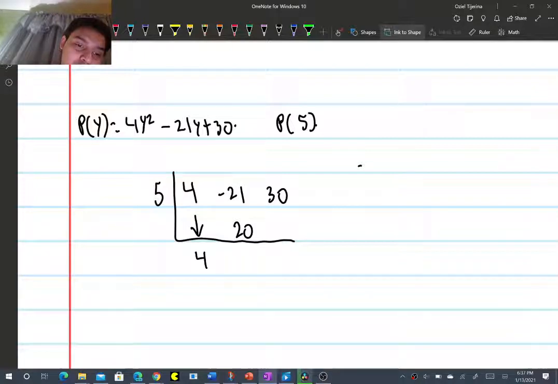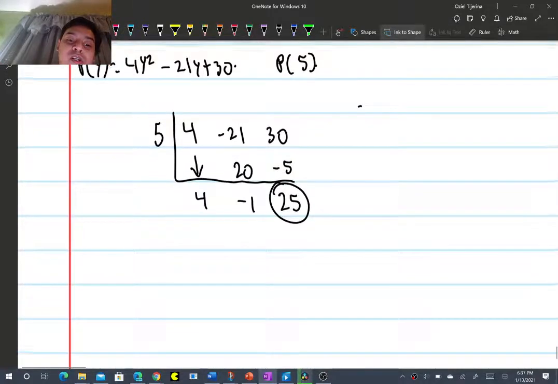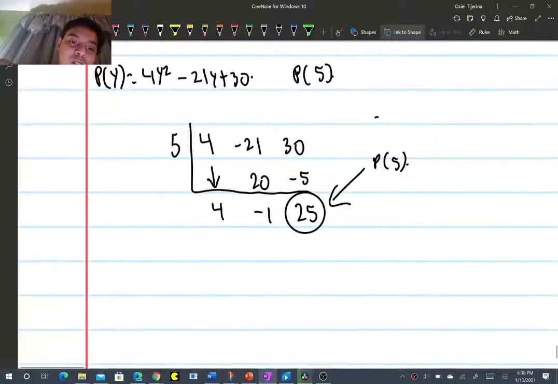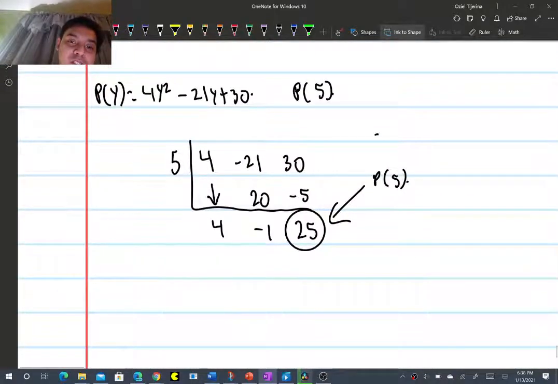And then -21 plus 20 is -1. -1 times 5 is -5. So you have 25 right here. Now, looking at the last term, that's exactly what p of 5 equals. Because when you're evaluating a function and you do synthetic division, the last number that you are left with is what the evaluation would be.